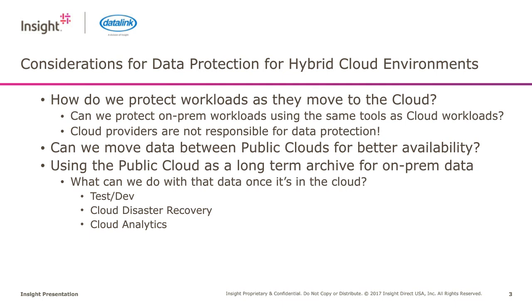If I delete a file, that deletion gets replicated and that file's gone. Can we move data between public clouds for better availability? Maybe I don't want all of my eggs in one basket from a cloud provider perspective, and how can data protection tools help me move between clouds for better availability, avoid vendor lock-in, whatever the case may be. And then using public cloud as a long-term archive for on-prem data. It seems very popular these days to try and get rid of tape. How can we leverage cloud and cloud storage for long-term archive? And what can we do with that data once it's in the cloud?